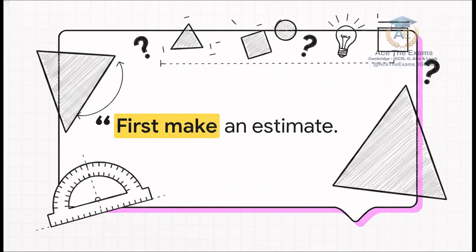Is it an acute angle, less than 90 degrees? Or is it obtuse, sitting somewhere between 90 and 180 degrees? Taking 2 seconds to establish a rough estimate before you even touch that protractor is literally your best defense against the most common exam room errors. It's a reality check for your brain.